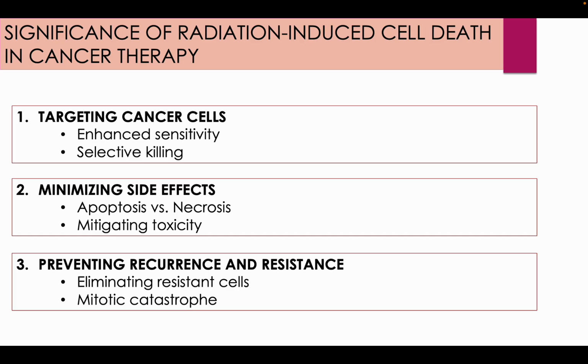And then the third one is preventing recurrence and resistance. Under preventing recurrence and resistance, we have eliminating resistant cells. Apoptosis prevents the survival of damaged cancer cells that could otherwise accumulate mutations and become resistant to therapy. We also have mitotic catastrophe. This form of cell death also plays a critical role in eliminating cells that evade apoptosis but are still damaged beyond repair. These cells die during defective mitosis, preventing tumor regrowth. So, these three are the significance of the radiation-induced cell death in cancer therapy.